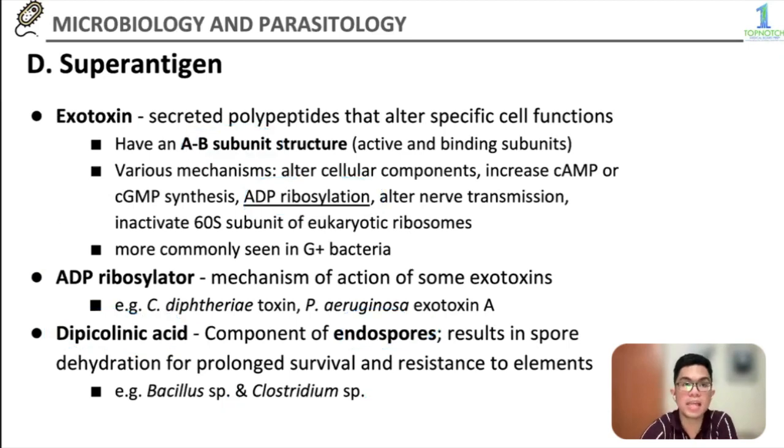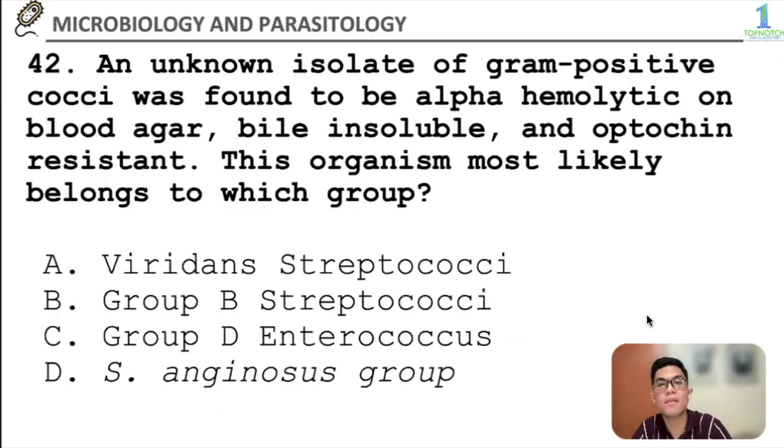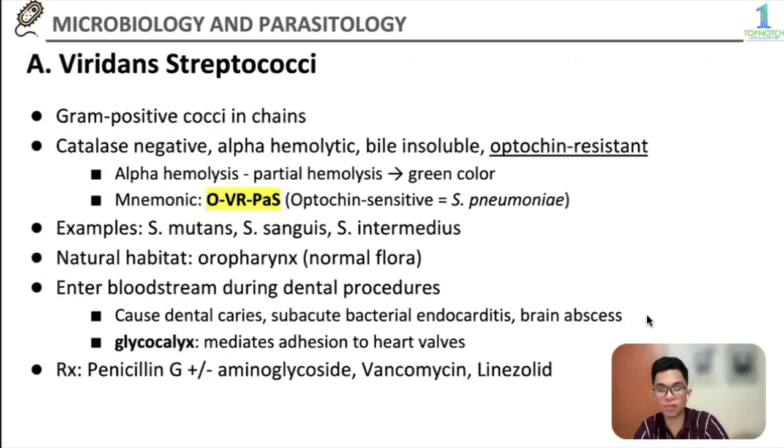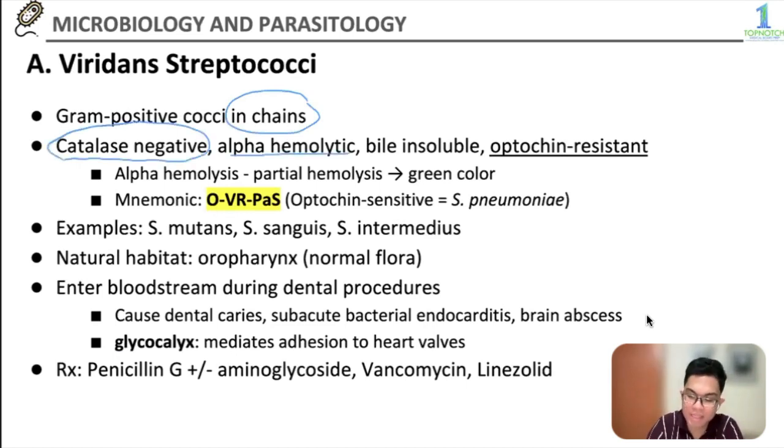Okay? Next question tayo. So we have gram-positive cocci, alpha-hemolytic, bile-insoluble, and optochin resistant. The organism is probably Strep viridans. So viridans strep is a gram-positive cocci and it's in chains. As with other streptococci, it's catalase negative. Alpha-hemolytic means that it does partial hemolysis. Okay, there's a green color when cultured on blood agar. It's bile-insoluble and it's optochin resistant.